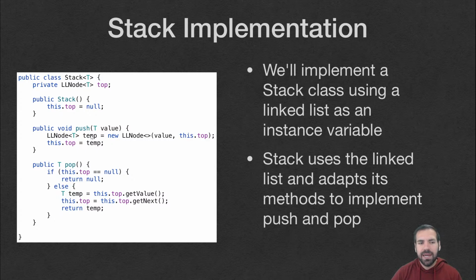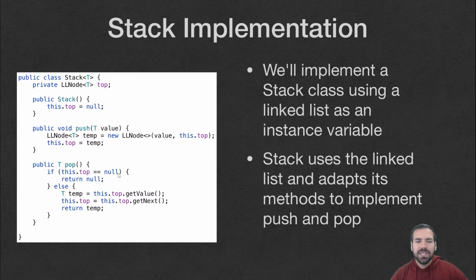And notice that we don't need any null checks here. If top is null, if the list is empty, we're going to get a new node with the value we're pushing, and next is null. And that's fine. It's perfectly fine. That's exactly what we want, so no worries there.